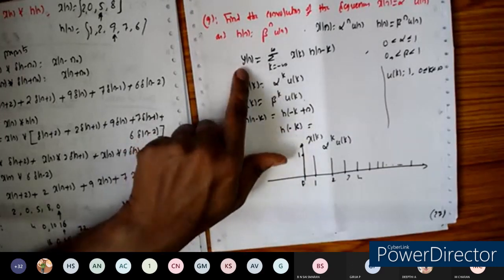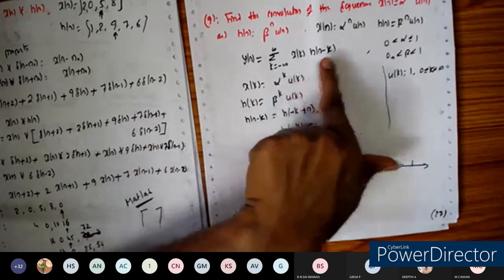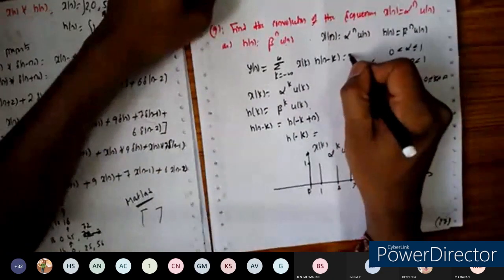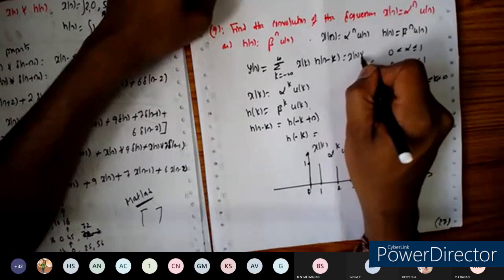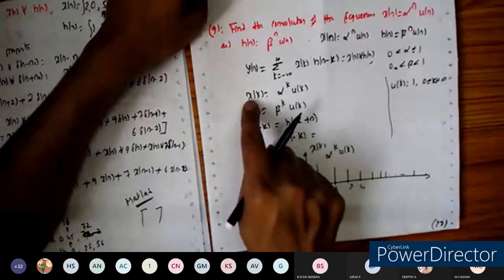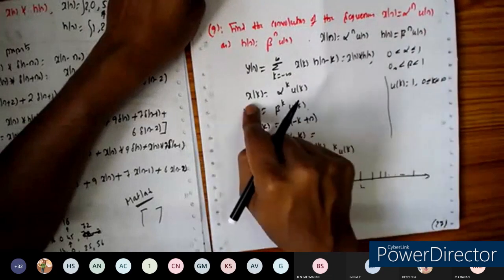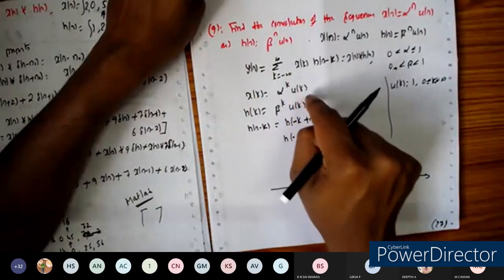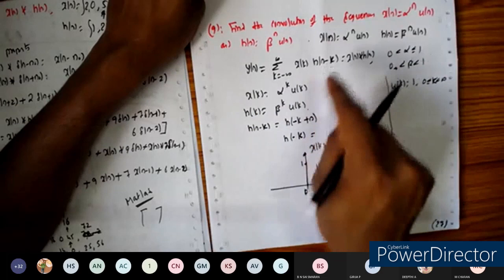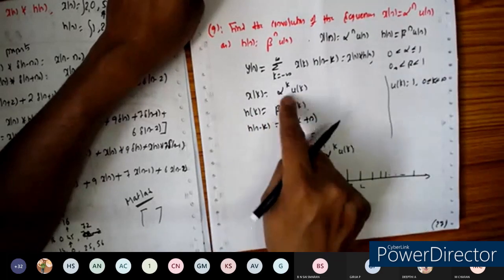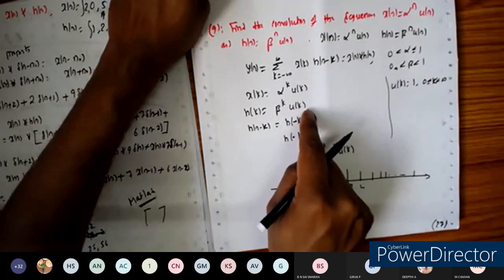I have written the formula: y of n is equal to the summation, that is x of n convolved with h of n. x of k is obtained from x of n by replacing n by k, so x of k is alpha to the power of k into u of k. Similarly, h of k is obtained by replacing n by k, giving beta to the power of k into u of k.